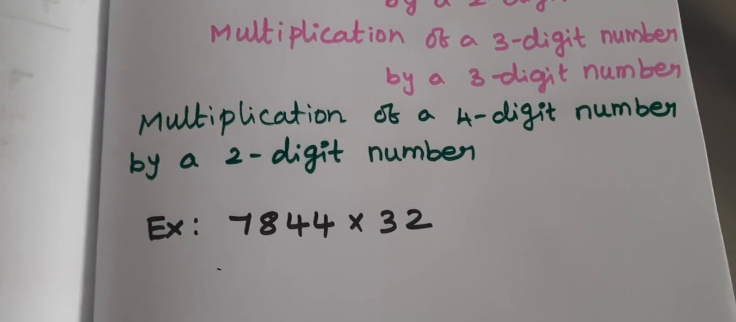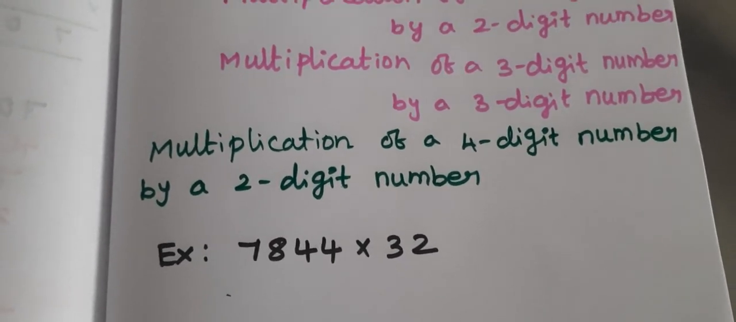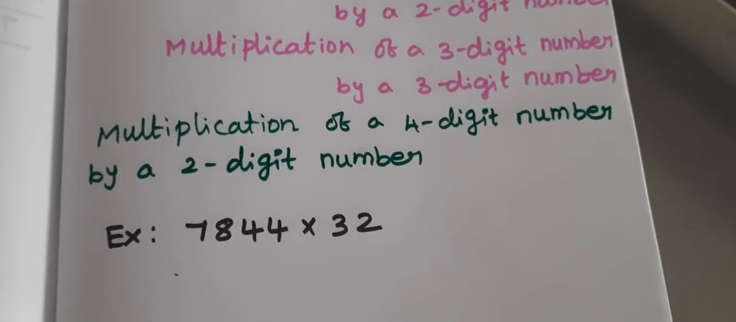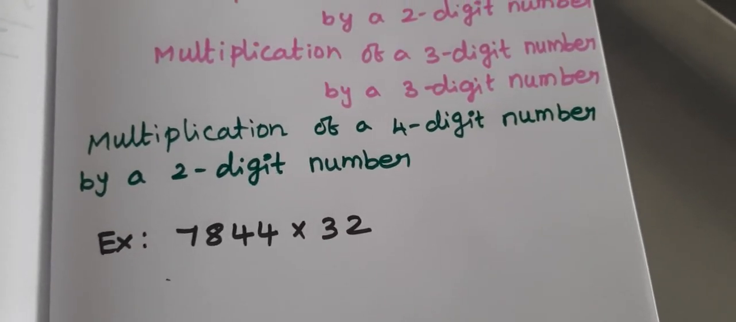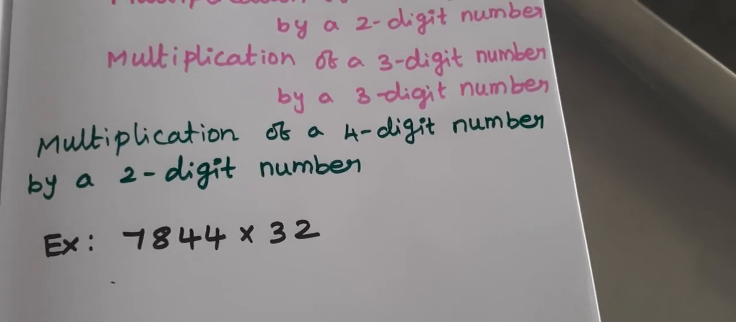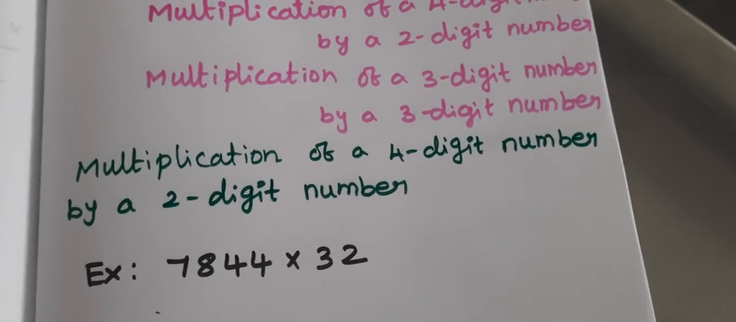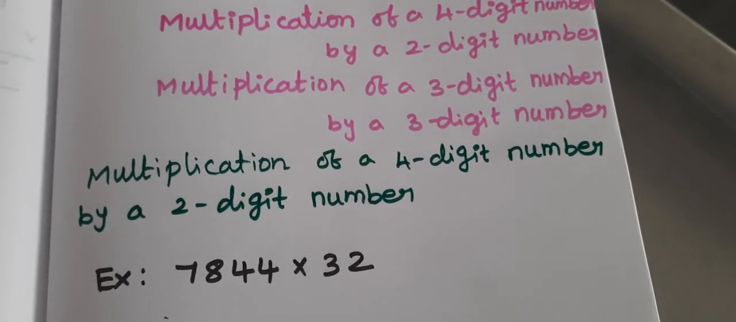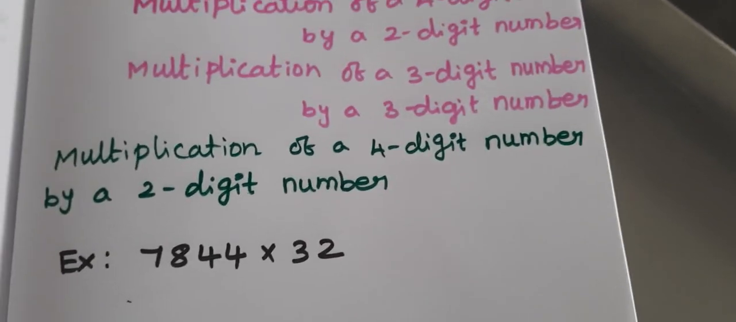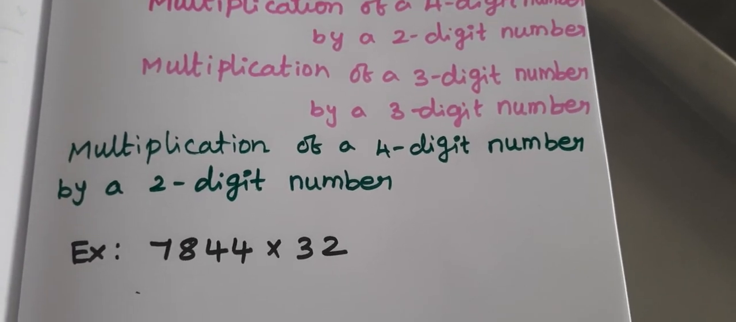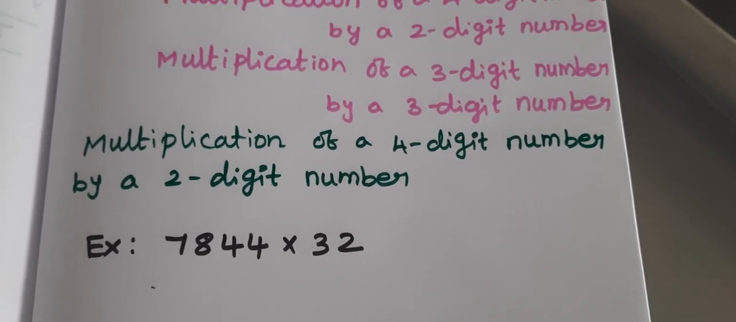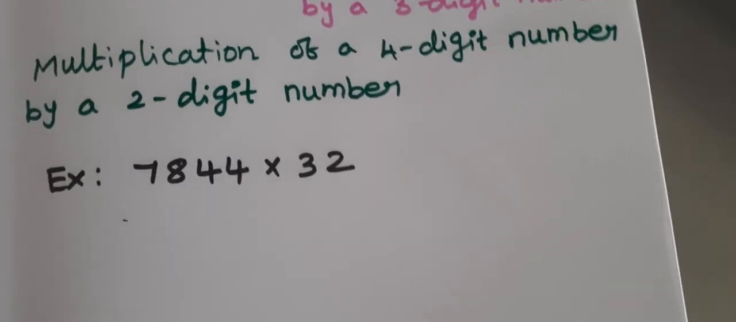Before we see the sums, the very important basic thing is that you have to know the tables thoroughly. The 1, 2, 3 table, 4 table, 5 table, 6 table, up to 9 or 12, you have to learn them fully. That is a basic and important thing in the multiplication concept. You must read the tables thoroughly, then only can we solve the problem. Now we move to the sums.